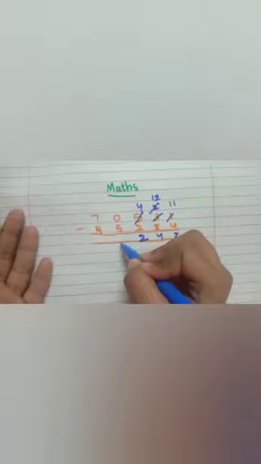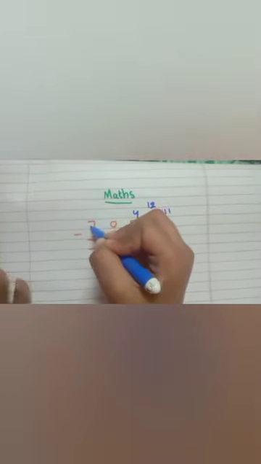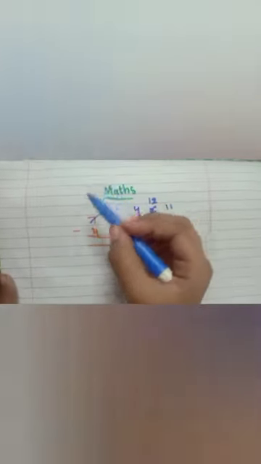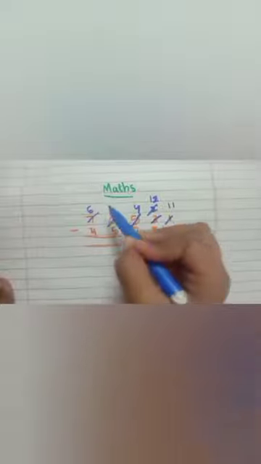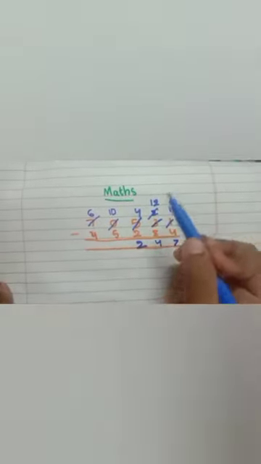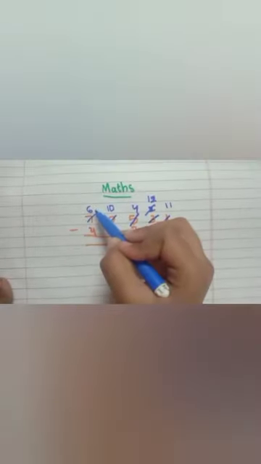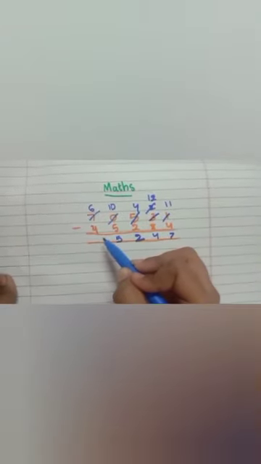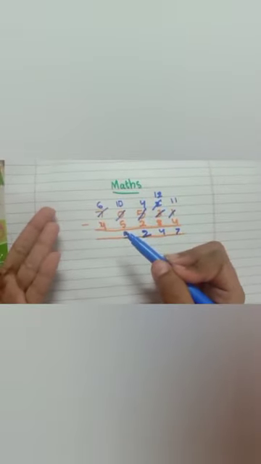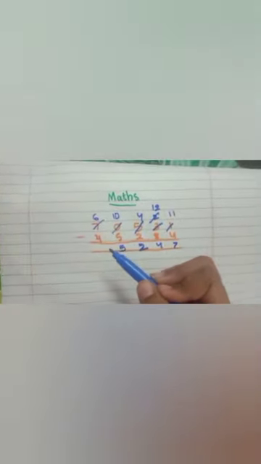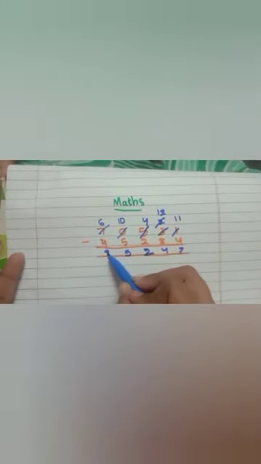0 minus 5 is not possible. We have to take borrow from 7. 7 will become 6, and 0 will become 10. 10 minus 5 is 5. 6 minus 4: 5, 4, 3, 2. 2 is the answer.